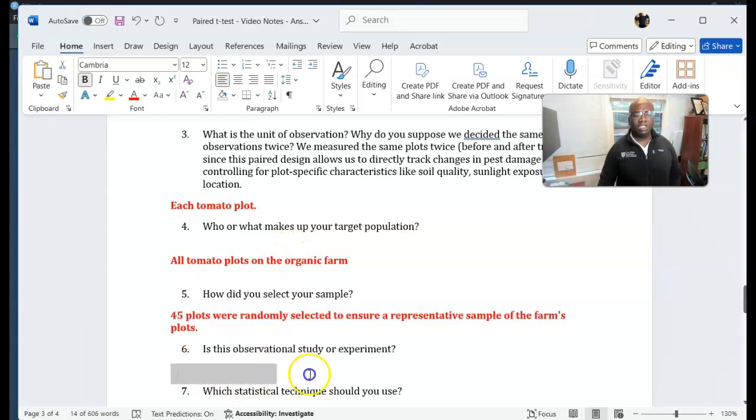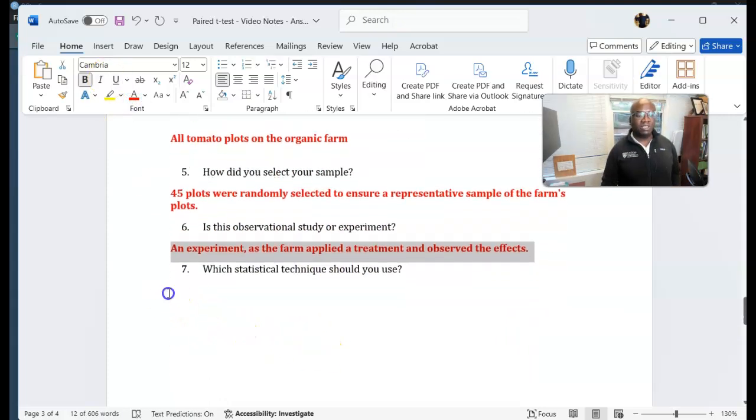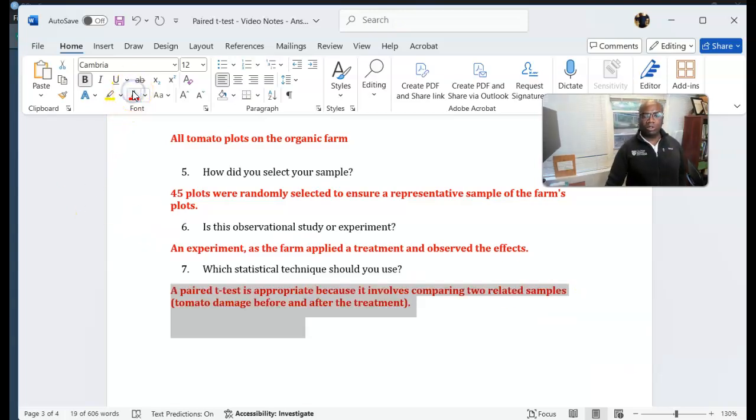This was definitely an experiment, right? Because we're manipulating. We're actually providing some treatment to the plots. And then the statistical technique is a paired t-test. We didn't explicitly say that it's a hypothesis test, but we are going to do a hypothesis test.